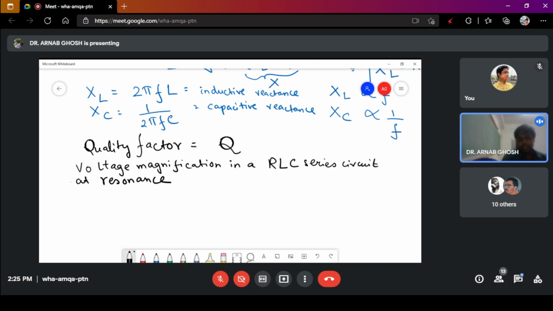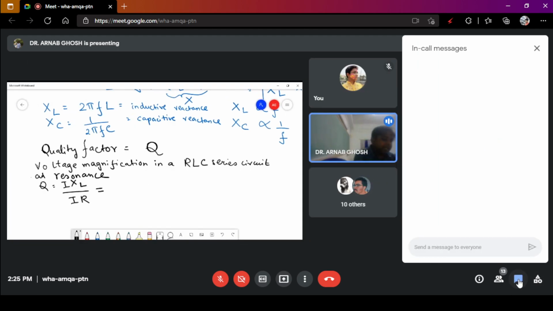Factor? Please listen to this carefully because this is important. What is the formula for quality factor? Quality factor is given by XL by R. This is the formula for quality factor. Now, what is XL?